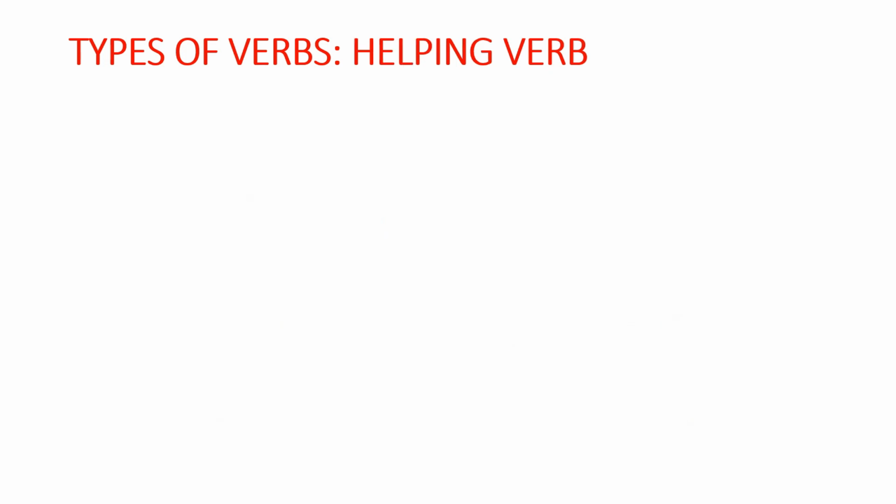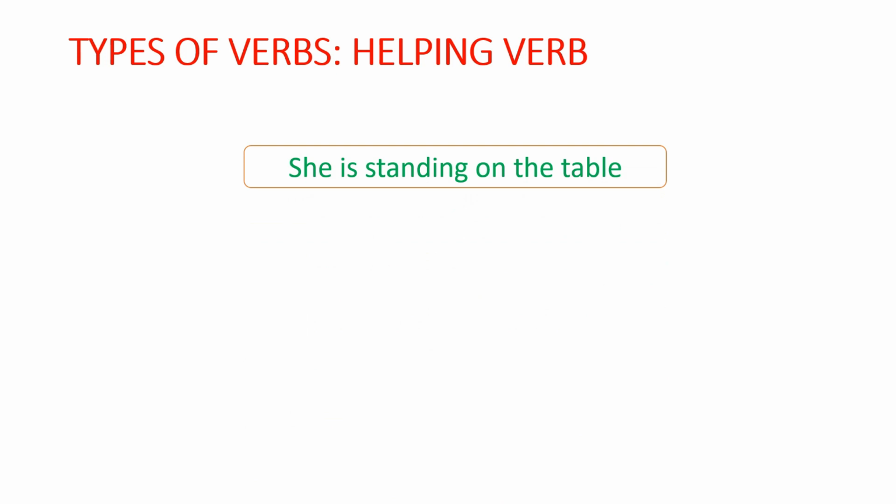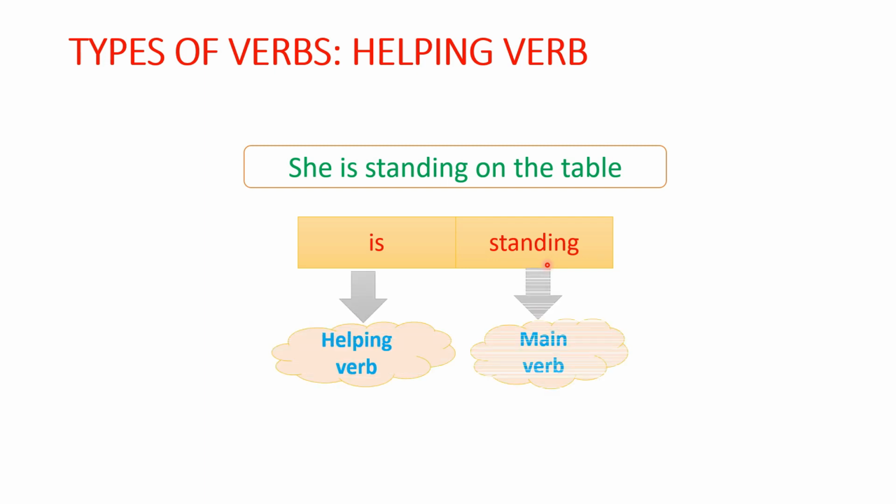We have other types of verbs also, which are called helping verbs. Let's see about helping verbs. Let's consider an example. She is standing on the table. Here we have two verbs. One is is and the other is standing. Here is is the helping verb and standing is the main verb. So is is helping our main verb, standing. So the verb which is helping our main verb is called a helping verb. That's all about helping verbs.